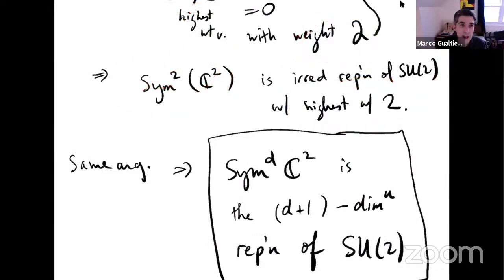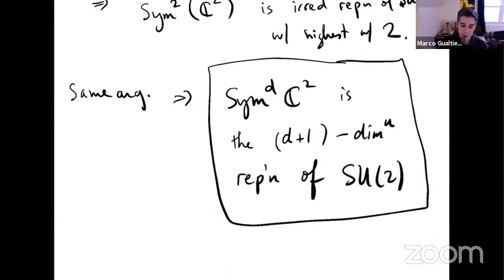It has that dimension. It has the same highest weight vector. It has the same diagram, has the same action of the Lie algebra. So doing exactly this argument proves that this Sym^D C^2 is the D plus 1 dimensional irreducible representation of SU2. That's it. That's how you classify them. That's how you build them all as symmetric powers.